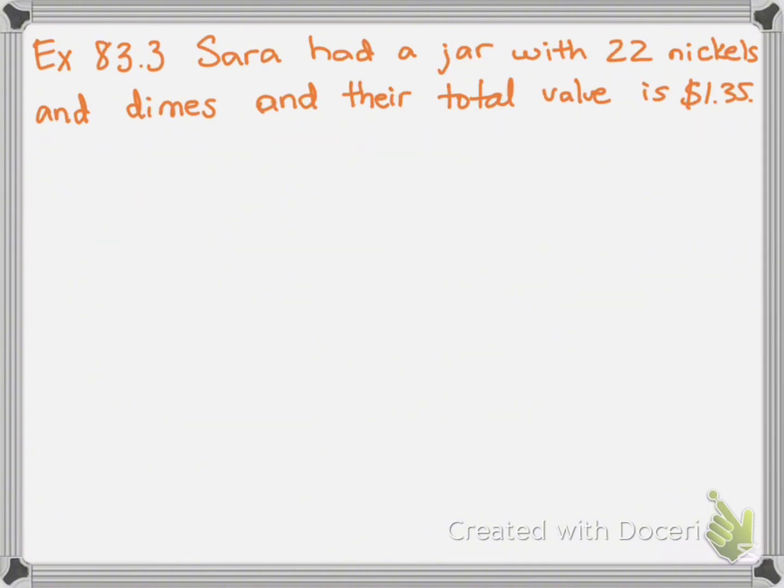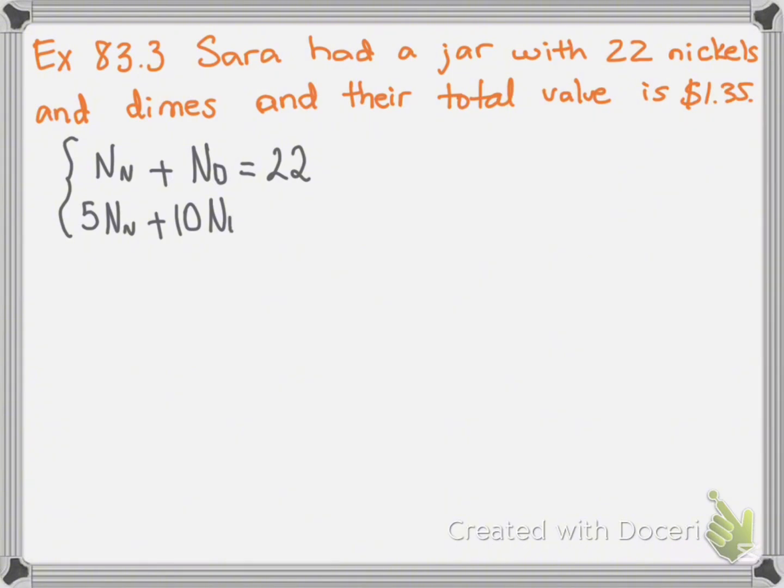In this last example, it says Sarah had a jar with 22 nickels and dimes, and their total value is $1.35. Again, we have to write our equations, and we're going to start with the one of quantity. So the number of nickels plus the number of dimes is 22 coins. Then for the value, we have to add 5 cents times the number of nickels plus 10 cents times the number of dimes equals 135, because we multiplied times 100.